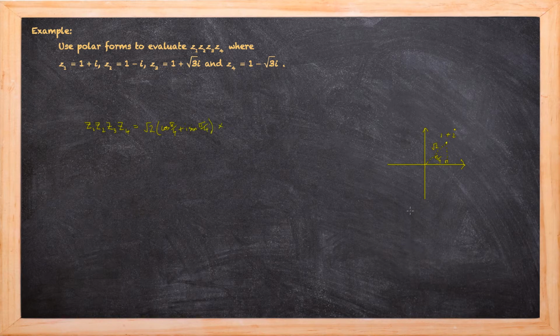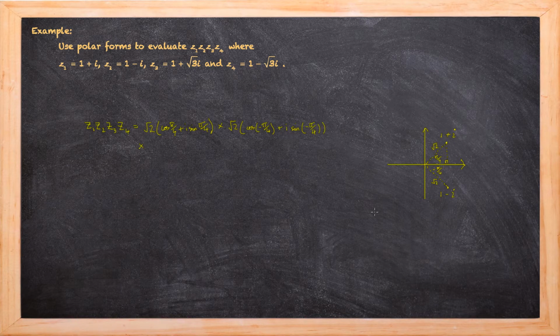Now back to the diagram, 1 minus i, it's the mirror image in the x-axis of what we have for 1 plus i, so it'll have the same modulus of root 2, and its argument will be negative pi upon 4. So let's write that down. There's a polar form for Z2.